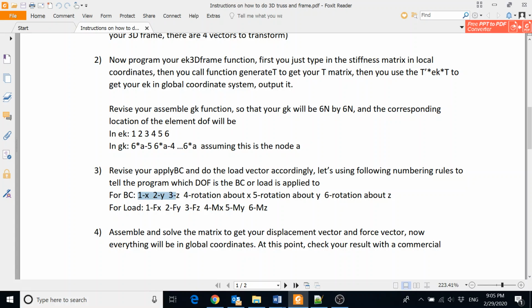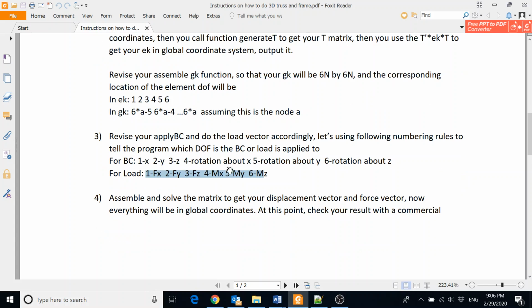Remember when we use BC and the load matrix to tell the program where you're gonna apply it, there's a column where we tell it which direction we're gonna apply the force. Here now there's 6 of them, so let's follow this set of rules. You go from 1, 2, 3, 4, 5 all the way to 6. That's corresponding to the 6 degrees of freedom. For BC, it's about which degree of freedom you will constrain. For load, it is which degree of freedom you're gonna apply the loads. If you're able to do that, you can just assemble and solve the matrix. Then you have a program that can solve a 3D frame. But here, what you're gonna get is a displacement and force vector in the global coordinates.